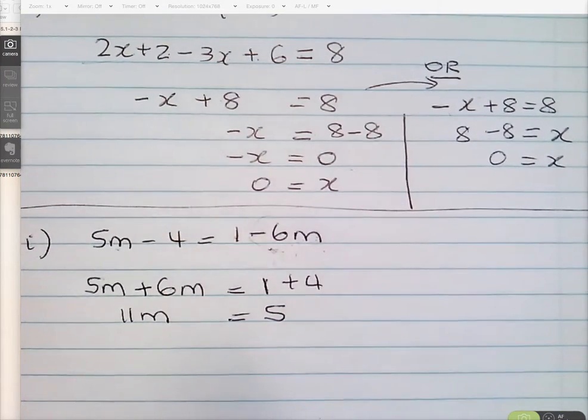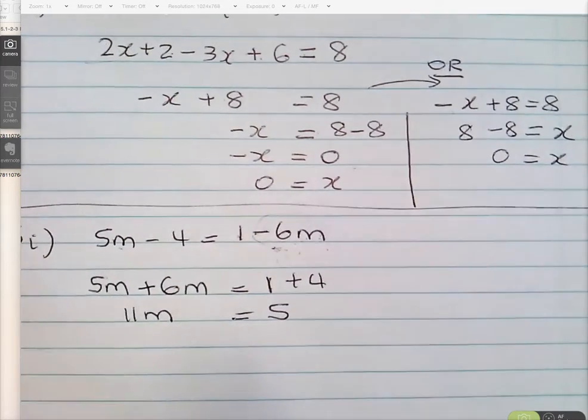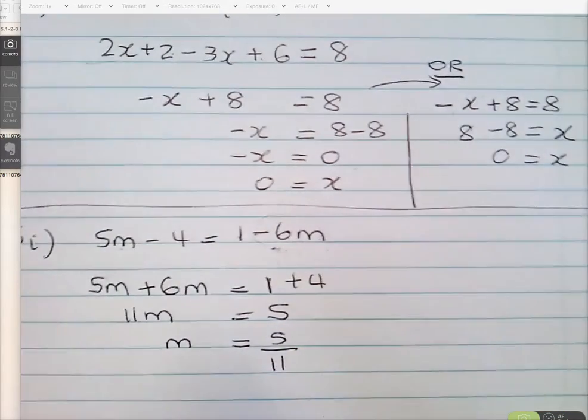What is, it's 11 times m, or m times 11. We're undoing the times 11. So what's the opposite inverse? Divide by 11.